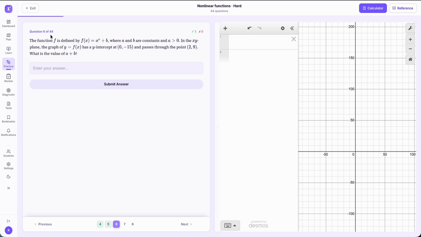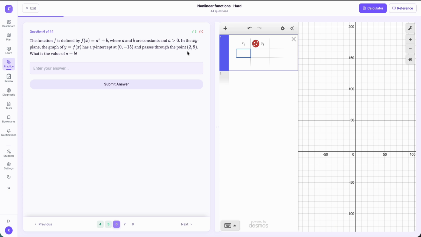All right, next one. The function f is defined by f of x equals a to the x plus b, where a and b are constants. In the xy plane, the graph has a y-intercept 0, negative 15, and passes through 2, 9. What's the value of a and b? This is a problem where you could do a regression.